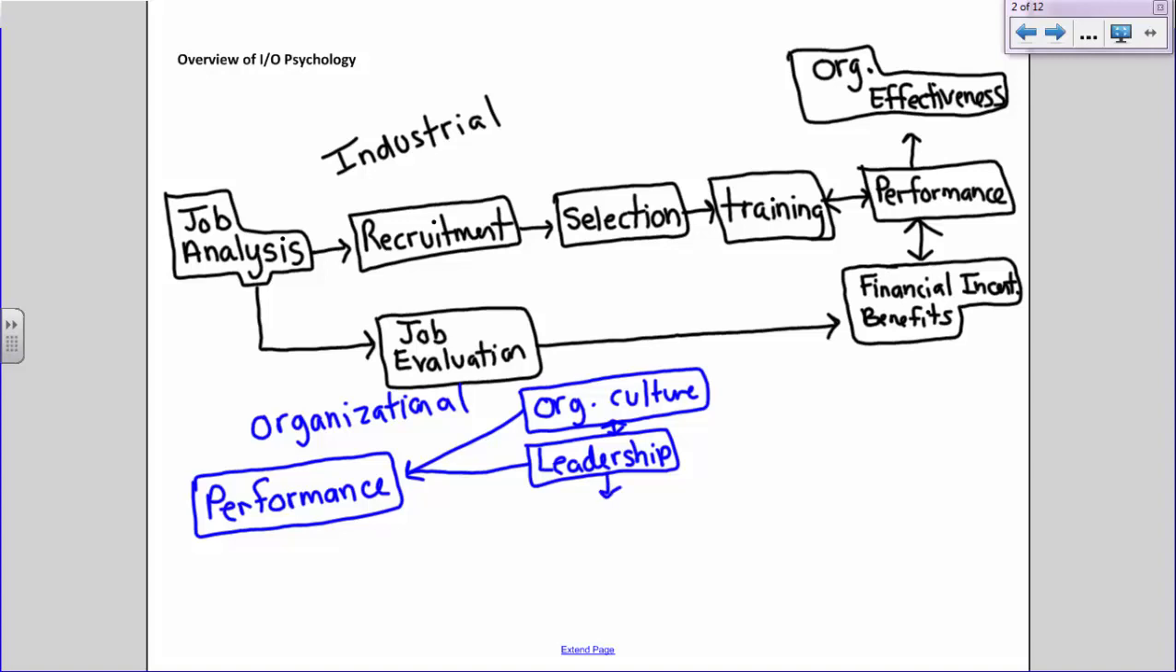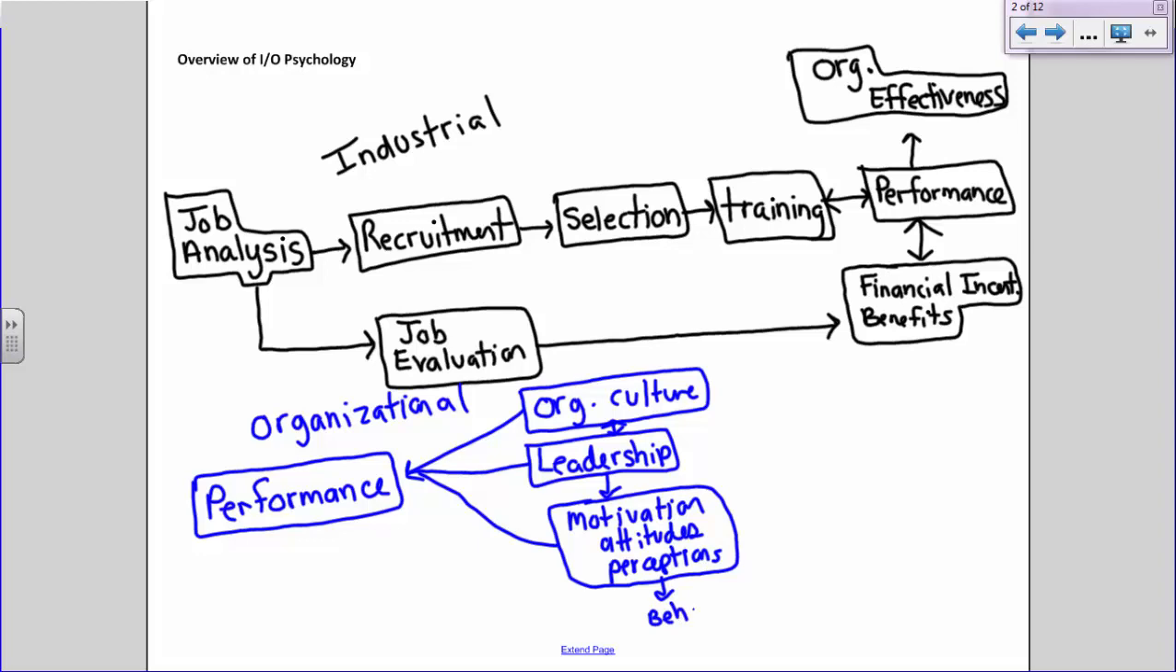Leadership also, again, can lead to motivation of employees, employee attitudes, how they feel, and employee perceptions, what they think, which in turn leads to performance. Also, motivation, attitudes, and perceptions can lead to different behaviors on the job, like organizational citizenship behaviors, group relations.